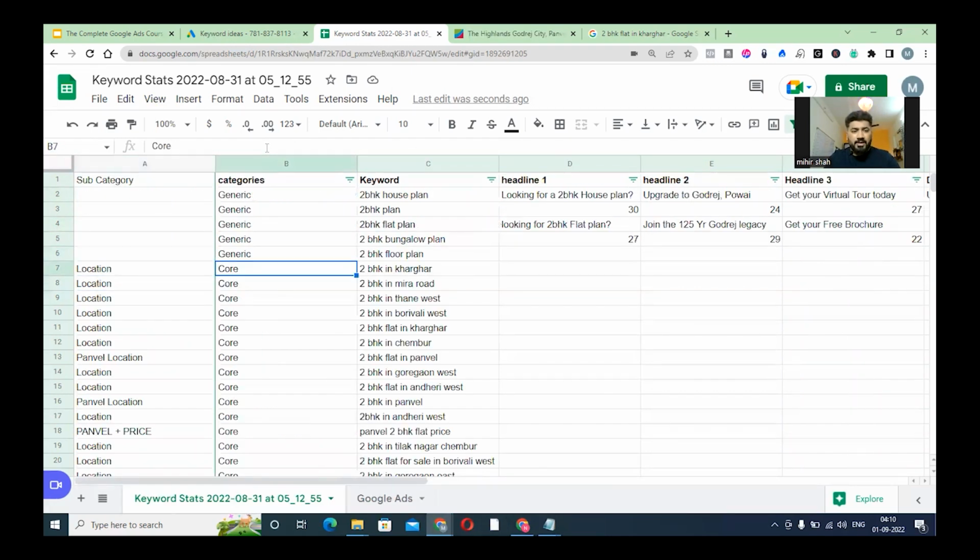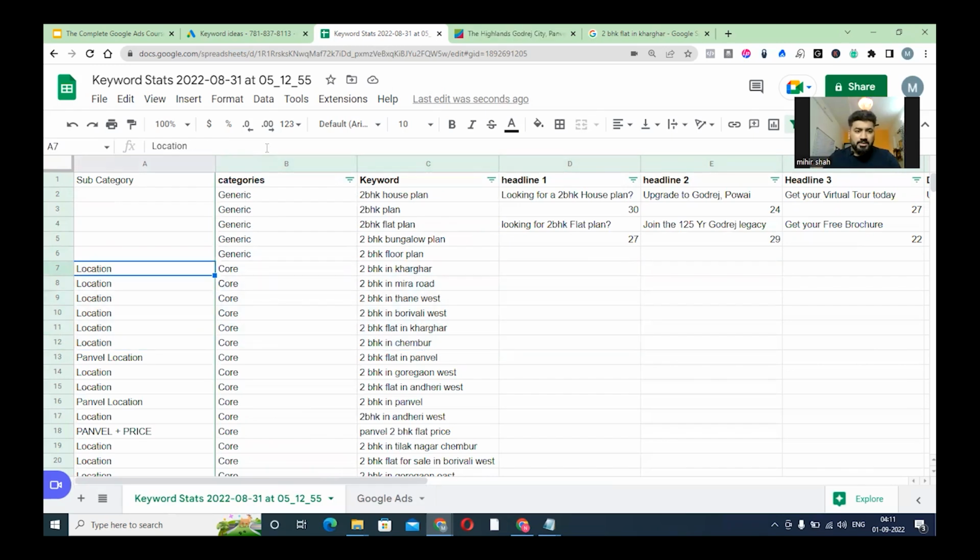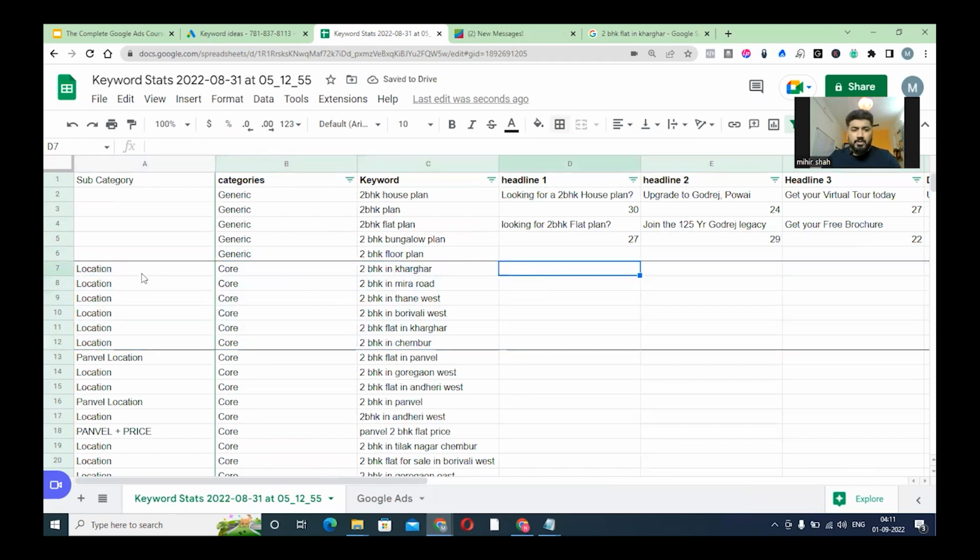Now, in the interest of time, I would like to move to core. Now here, core also has a lot of separate things. So where core is a location, all these can go under one ad group and have one specific set of ads as well, right? So again, just highlighting this here separately so that we know where our bifurcation is. All right. So core, and within core we are talking about location, which is 2 BHK Kharghar, Mira Road, Thane, Borivali, Chembur, Kharghar, etc. So here there could be multiple locations.